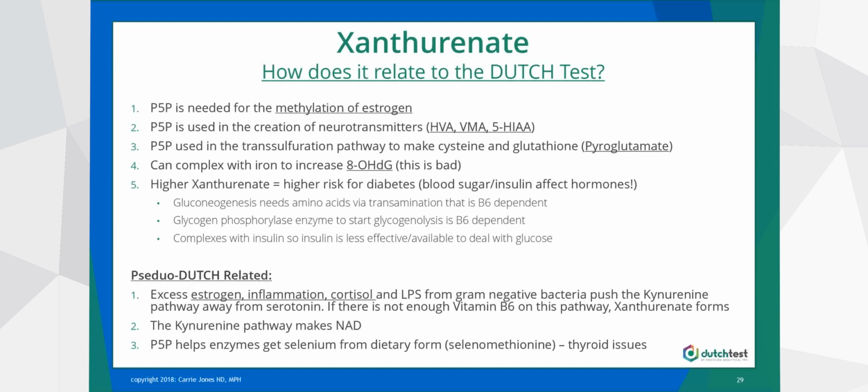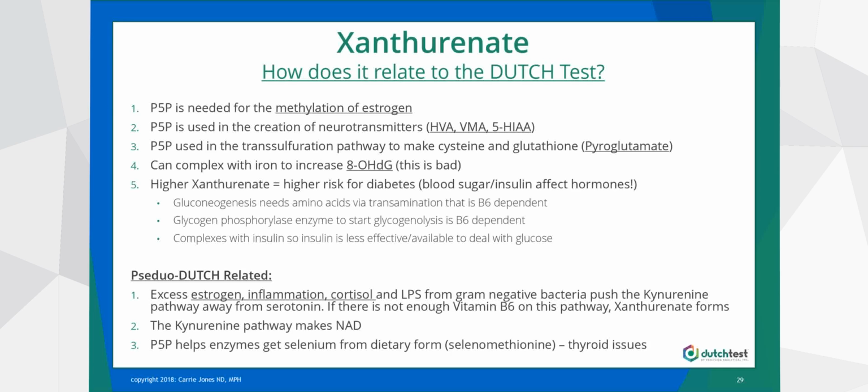And then lastly, high xanthurenate, man, it can cause some real big problems for your blood sugar and your insulin. And there are some good studies to show this with diabetics. But in particular, gluconeogenesis needs B6. Glycogenolysis needs B6. And xanthurenate complexes with insulin. So now insulin is less effective to deal with your glucose. And now glucose is just running wild, causing all sorts of diabetes, pre-diabetes, blood sugar issues, because insulin's over here bound up to xanthurenate.